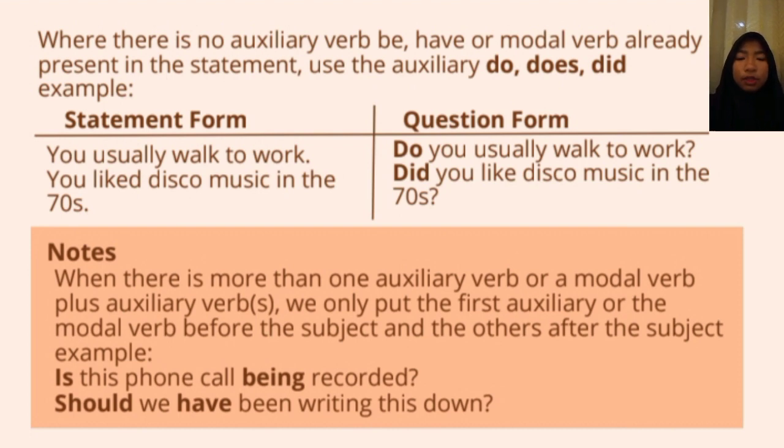When there is more than one auxiliary verb or a modal verb plus auxiliary verbs, we only put the first auxiliary or the modal verb before the subject and the others after the subject. Examples: is the phone call being recorded? Should we have been writing this down?